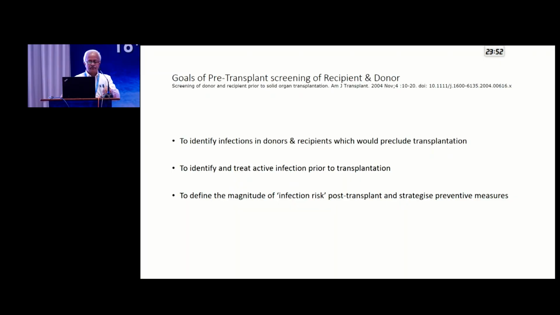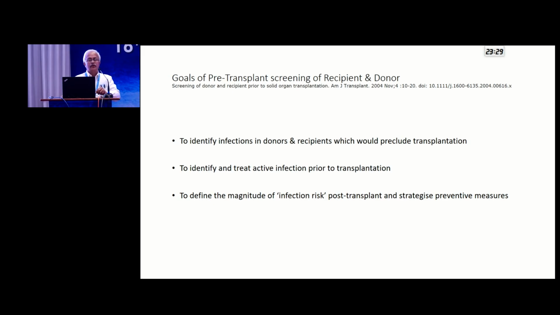And again, screening refers to screening of the recipients and screening of the donors. There can be subtle differences and variations when you talk about screening of deceased donors versus screening of live donors. So what is the purpose of pre-transplant screening? These are the 3 primary goals of a screening program. One is to identify certain infections in donors and recipients which will preclude transplantation. The second one is to identify and treat active infection prior to transplantation.